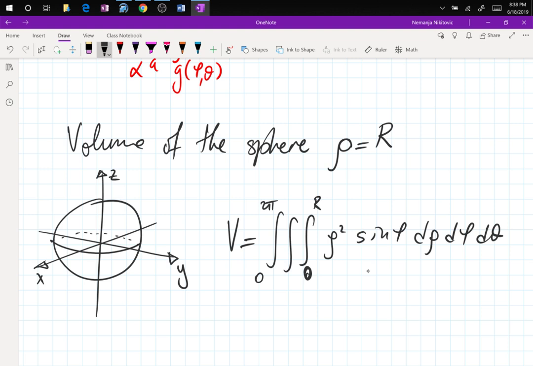And now you are integrating regular nested calculus 1-3 integrals, right? So integrate your rho first. You will get your cube from there. So that eventually becomes R cubed, and then you go from there.